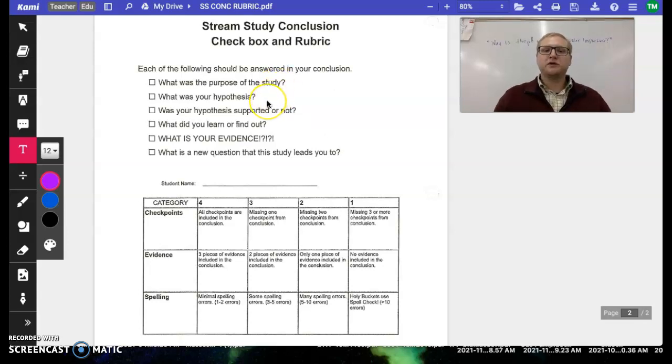Second thing you need to include is, what is your hypothesis? You need to include your hypothesis in your conclusion. You should say, my hypothesis was, and you write it out. That should be another sentence.